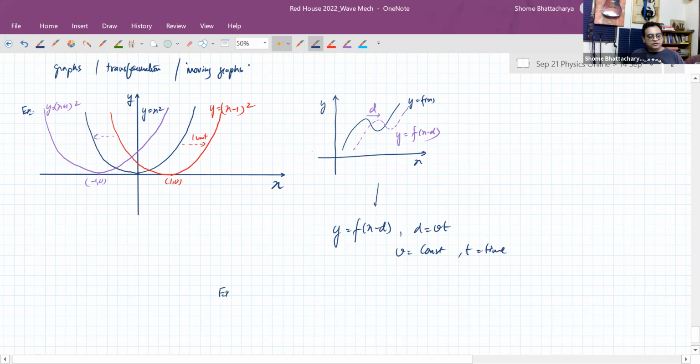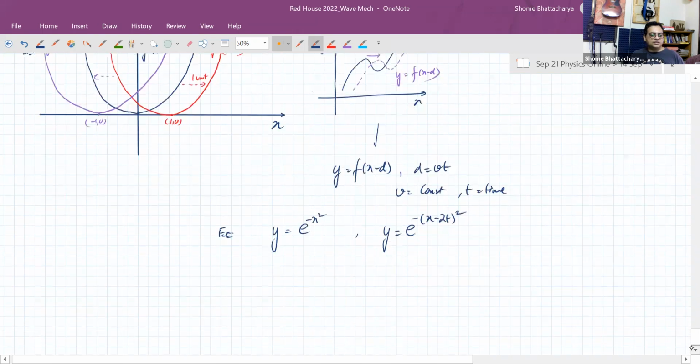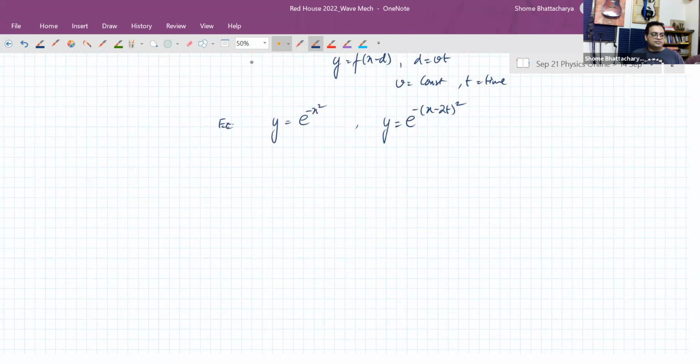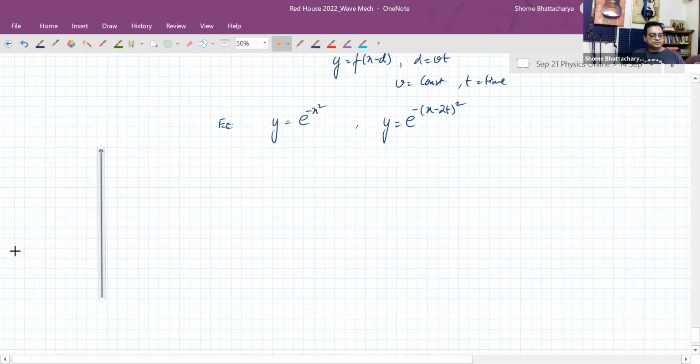For example, on the one hand, I have the graph of, let's say, e raised to the power minus x square. And on the other hand, I have a graph of e raised to the power minus of x minus 2t whole square. Now let's compare these two and understand what's happening here. So you see, one is a fixed graph and the other is a moving graph, which moves at a constant rate.